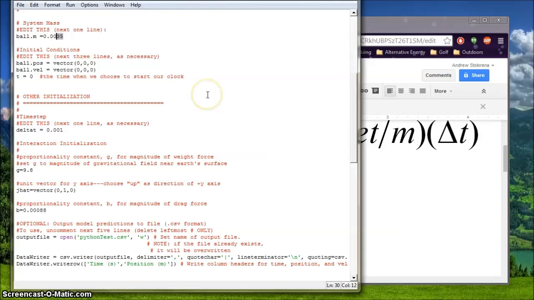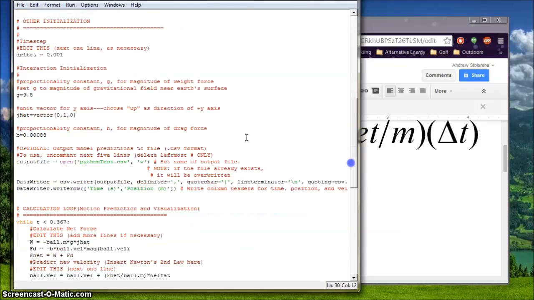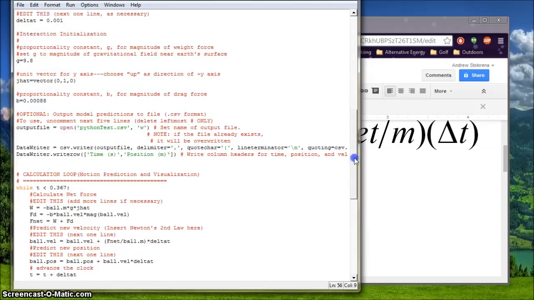Now in our Python code, we had to first consider a couple of initializations. We can see the ball's mass written here. We can also see the position and the velocity vectors, which are both 0. And then we can also see the g, which is the gravitational acceleration, the j hat, and then also the proportionality constant, which we determined later from the computational model and the observed model.